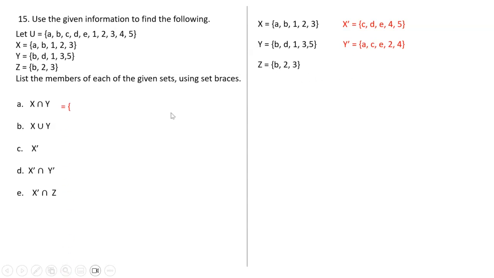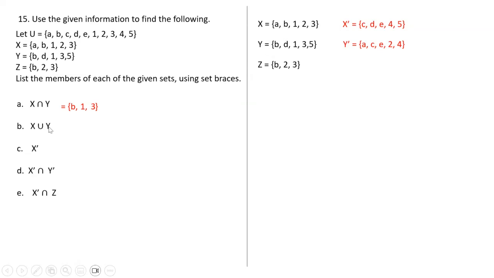Now this is my set Z. Now let's do first the A part. X and Y means intersection. But like I tell my students, what do they have in common? So let's go to X and Y here. Do they have in common an A? No. A B? Yes, they have in common a B. A 1, they also have in common a 1. A 2, no. A 3, yes. So this is my answer: B, 1, 3. That means intersection.